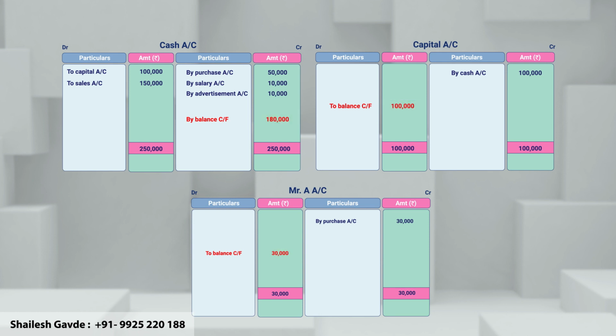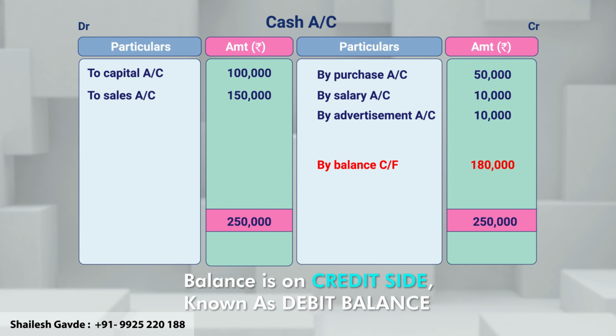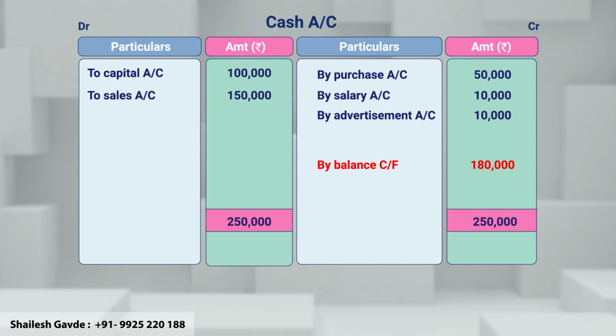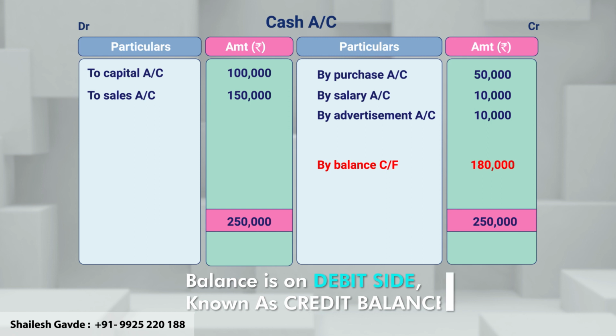Well, in the chapter of ledger, the last part which we did was balancing a ledger account. If the total of the debit side of a ledger account is higher, it is known as a debit balance. As a technique, if the balance is on the debit side, it is known as a debit balance. If the total of the credit side of a ledger account is higher, it is known as a credit balance. As a technique, if the balance is on the credit side, it is a credit balance.